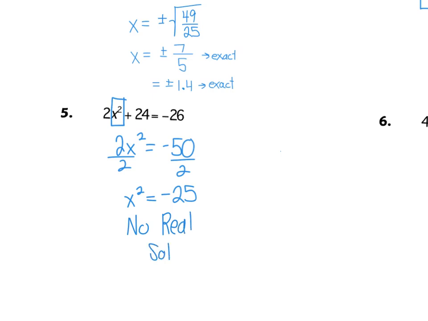Next year, when you're in Algebra 2, you are going to learn how to solve equations like this using imaginary solutions. For our class, though, we're not going to mess with imaginary. If you ever get that a variable squared is equal to a negative, we write no real solutions or no solution.